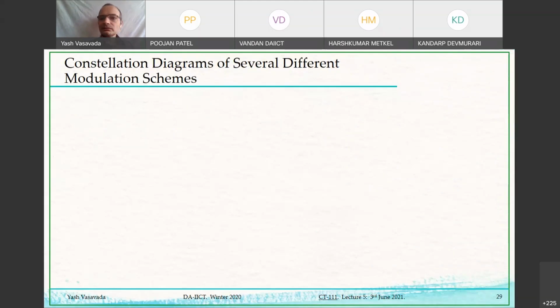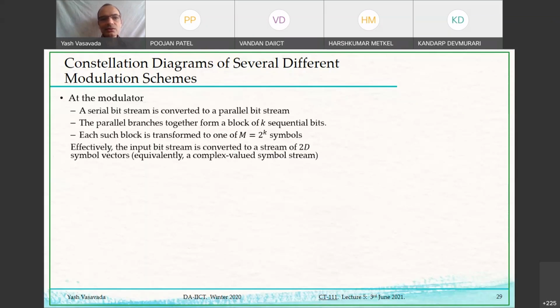So now, let us wrap up this particular topic by drawing a diagram. It's actually a block diagram where we will summarize what we have learned so far. So at the modulator, we take an incoming sequence of bits, and we take k bits at a time, small k.